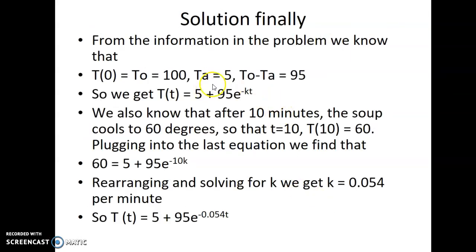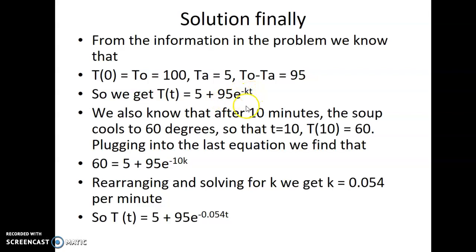So from the information we know that T sub naught is 100 degrees Celsius. The ambient, that sink, was 5 degrees. The difference between the initial temperature of the soup and the ambient temperature was 95. So what we're going to do is say, okay, the temperature at time t is equal to ambient plus the difference between initial minus the ambient times e to the negative kt.